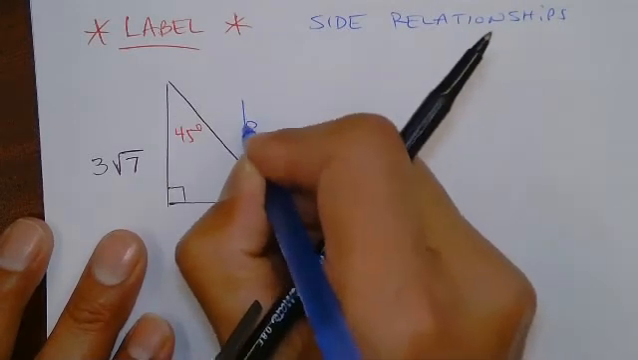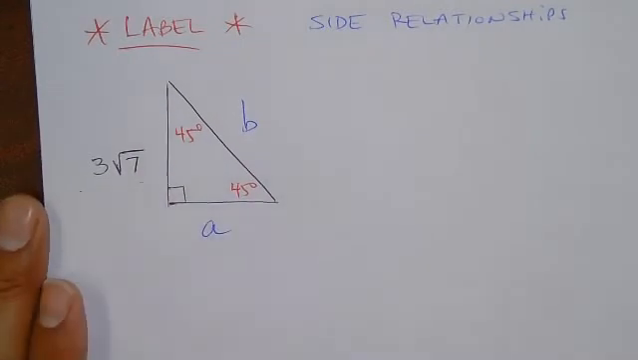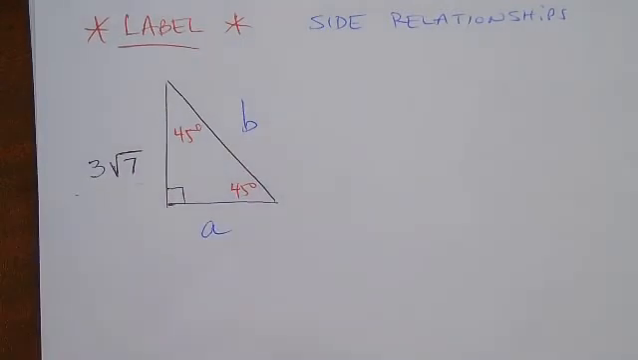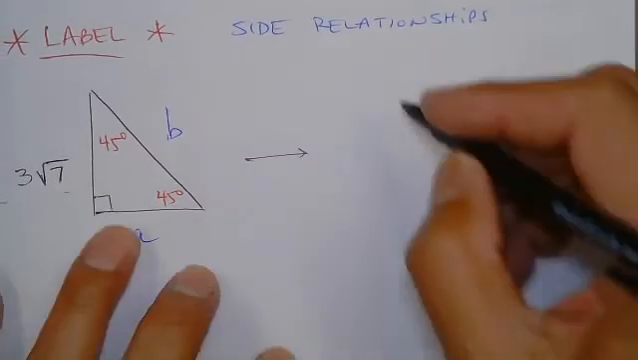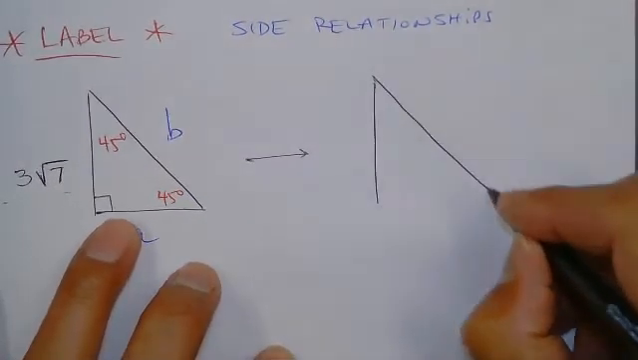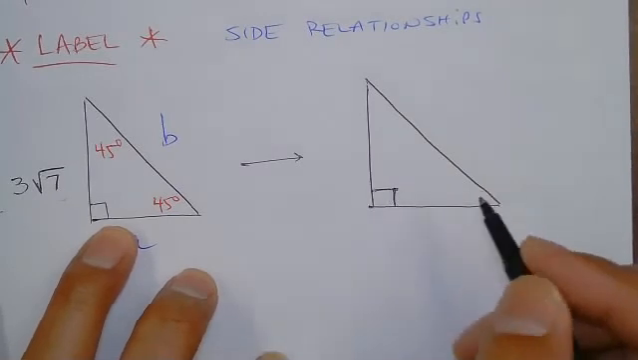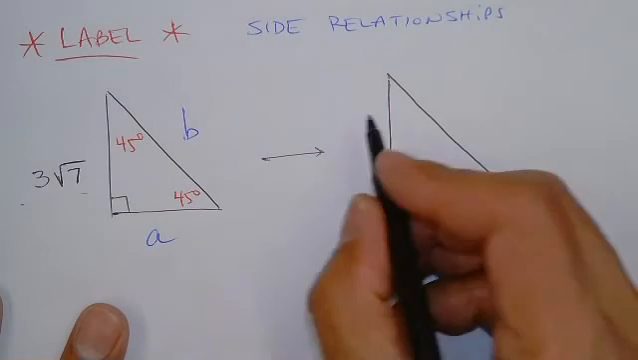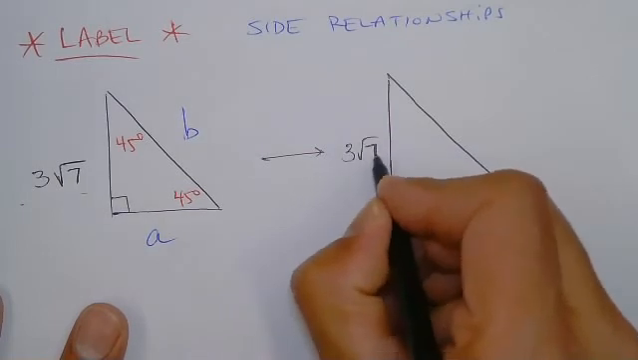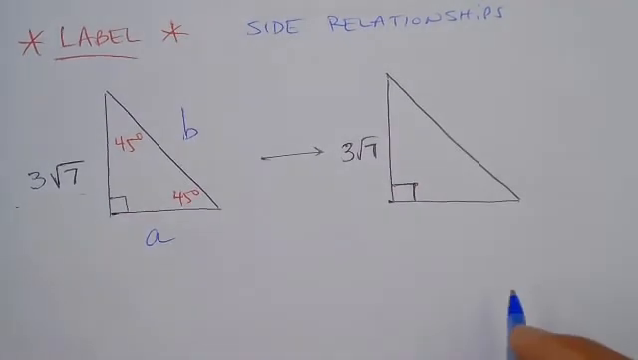They'll have like A and B, right? These are the ones you have to find. They're always going to give you one. One of them's already going to be there. But this is what I mean by labeling it. I'm just going to draw it again over here. You copy the side that they give you, and label the side relationships.